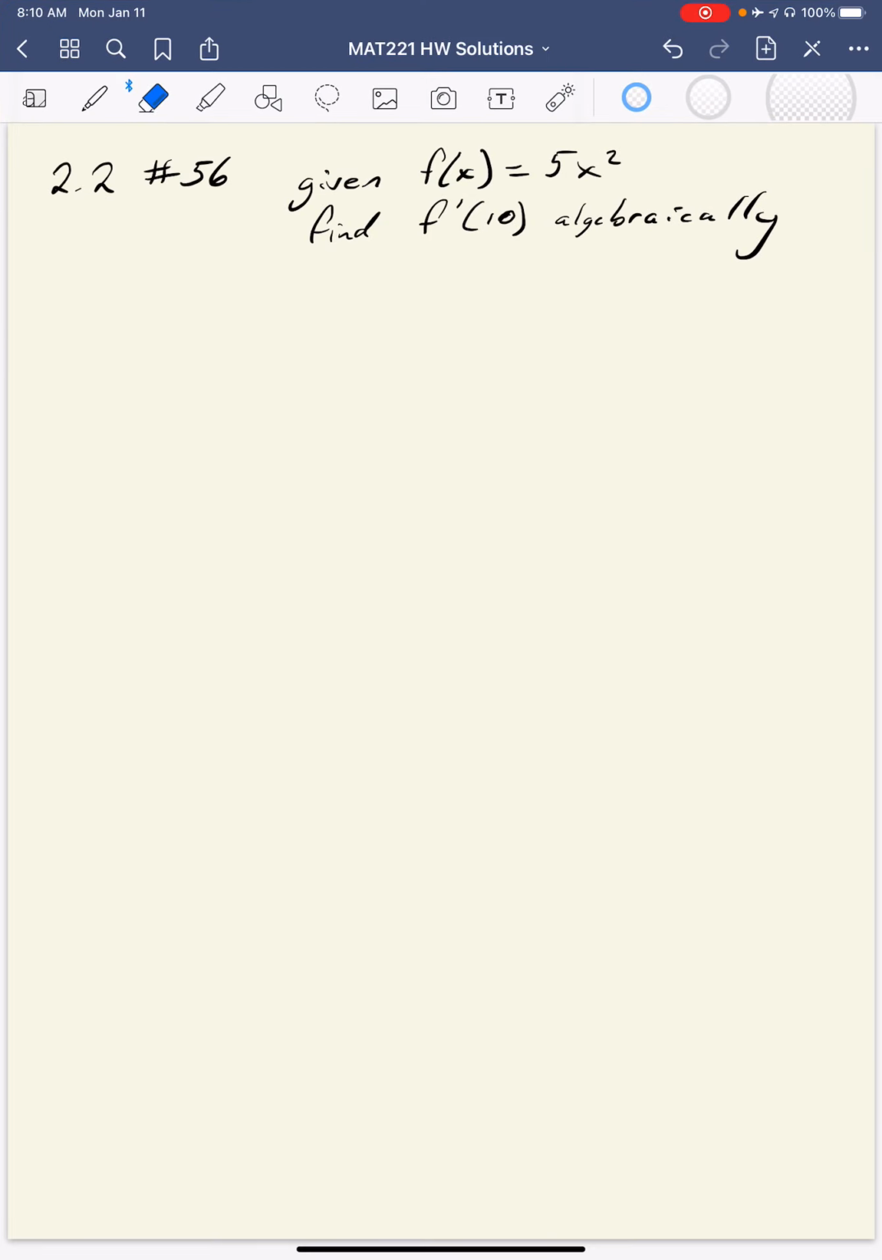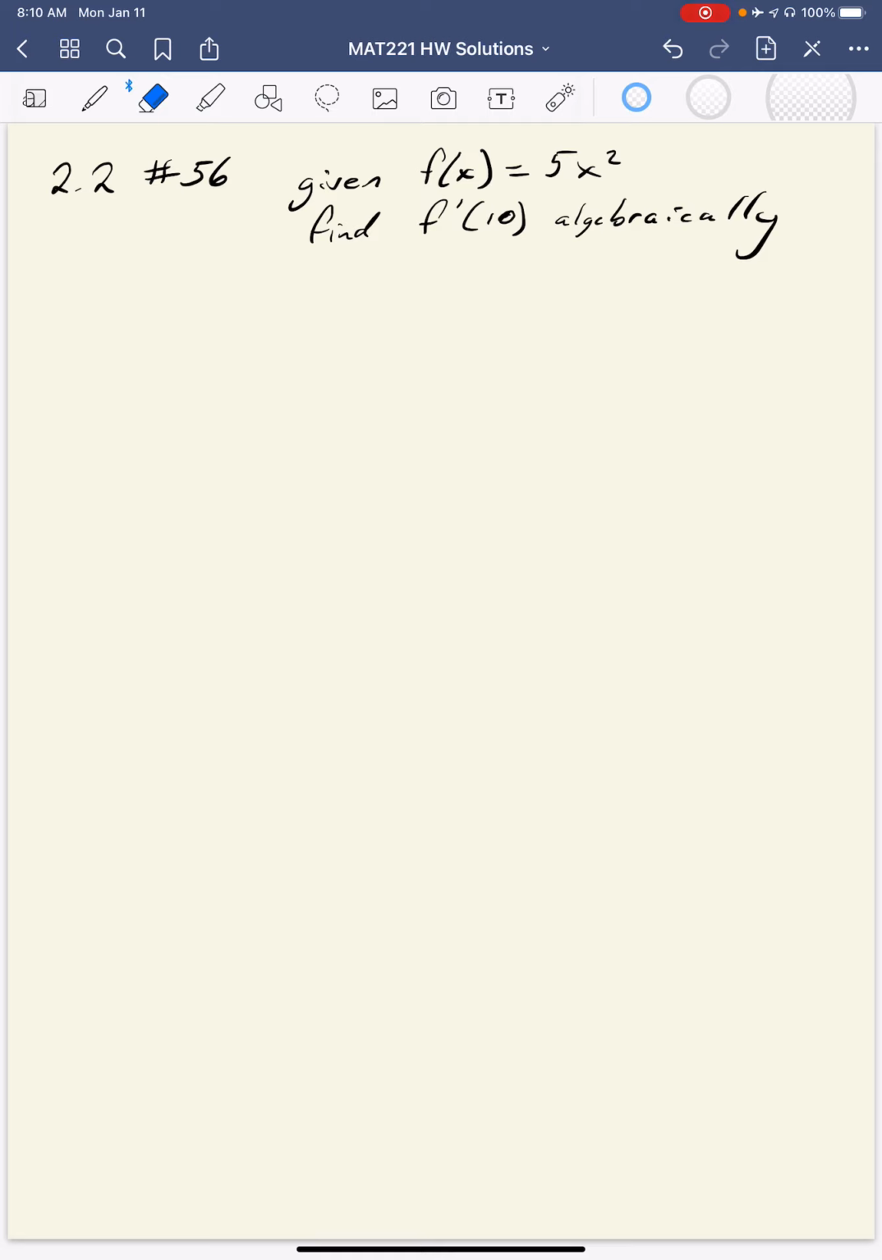Okay, this time I'm going to be working in section 2.2. I'll work through problem number 56. In problem 56, we're given the fact that f of x equals 5x squared, and we're asked to find the derivative of that function at x equals 10. And we're asked to find that algebraically.